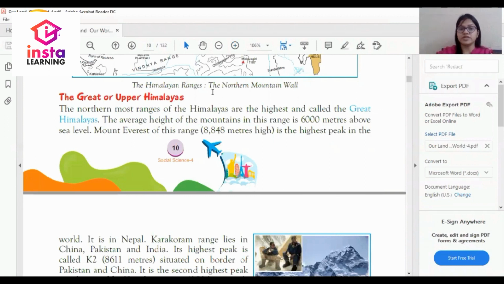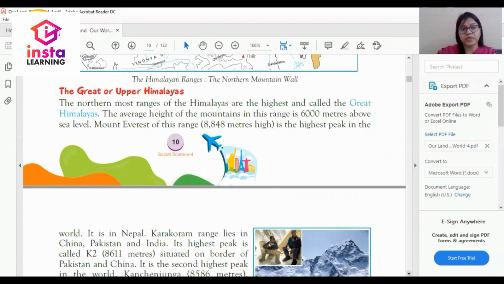The first one is the Great or Upper Himalayas. What are the Great or Upper Himalayas? The northernmost ranges of the Himalayas are the highest and are called the Great Himalayas. What is called the Great Himalayas? The northernmost ranges of the Himalayas are the highest and are called the Great Himalayas.